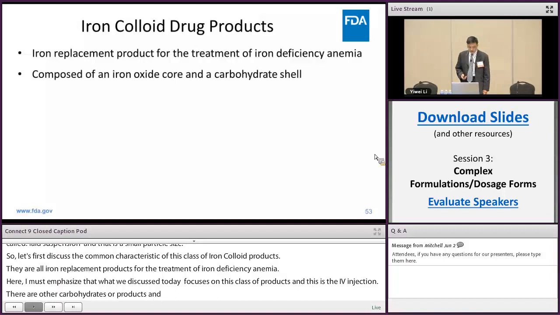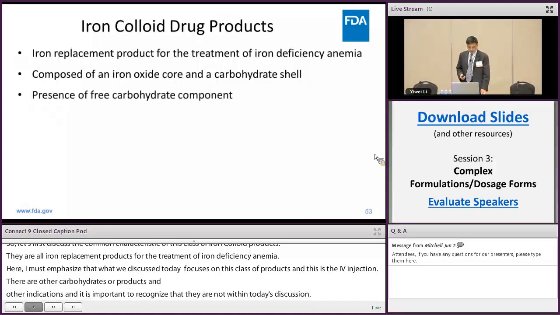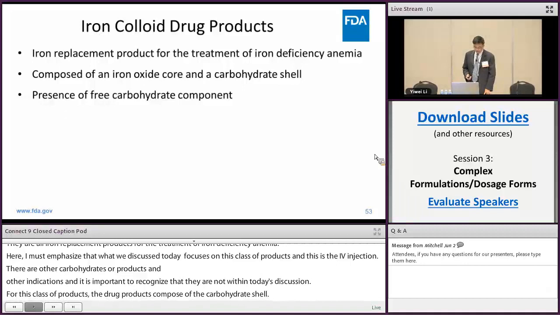For this class of products, the drug product is in general composed of an iron oxide core and a carbohydrate shell. By formulation design or by the nature of the interactions between the carbohydrates and the iron oxide core, there is more or less the presence of free carbohydrate components.